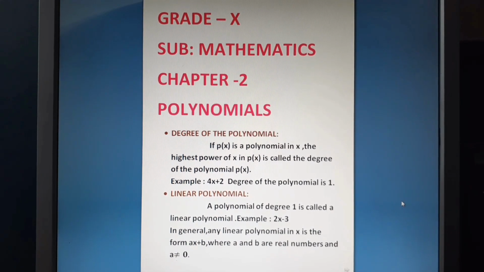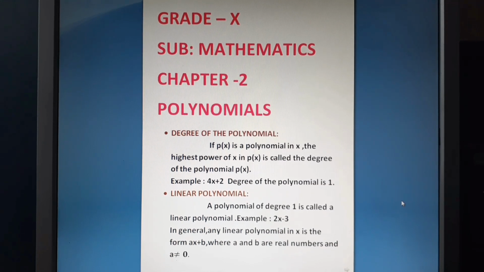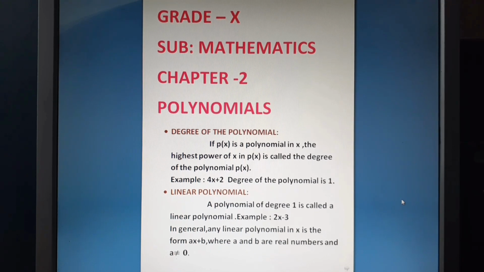Degree of the polynomial. If p of x is a polynomial in x, the highest power of x in p of x is called the degree of the polynomial p of x. Example, 4x plus 2. The highest power of the variable is 1. So, here degree of the polynomial is 1.